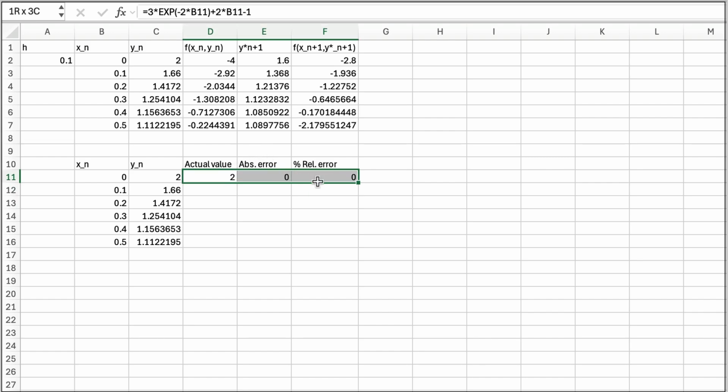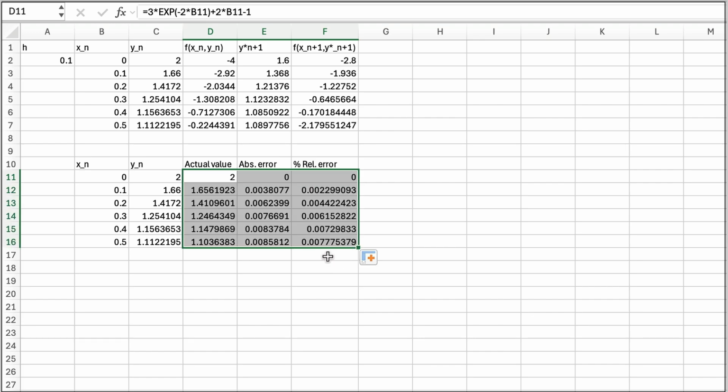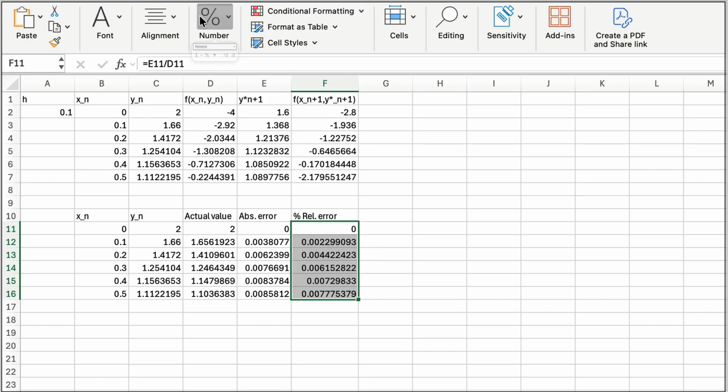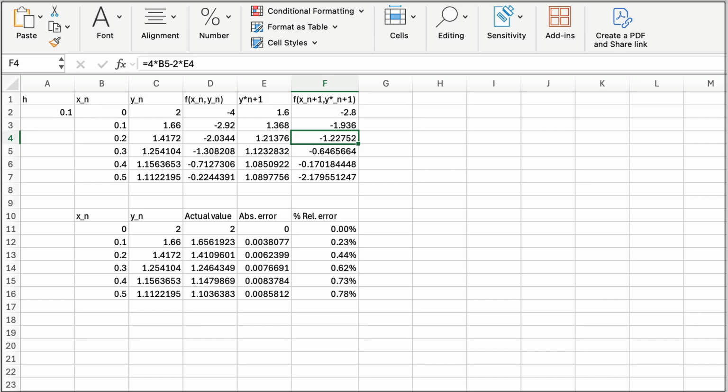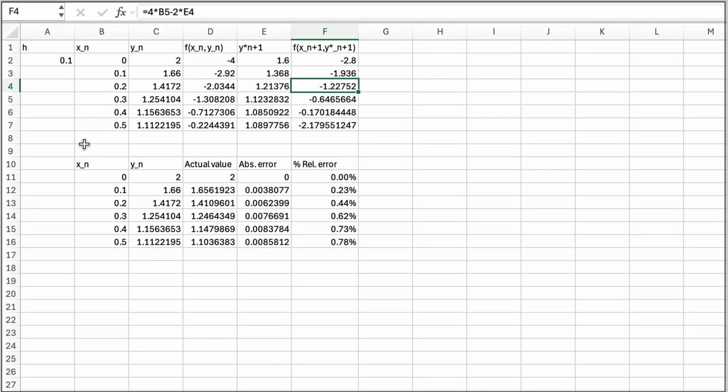I also want a percent relative error, and that's going to equal the absolute error divided by the actual value. And then grab those, drag that down. I said percent relative error, so let me convert these to percents, and then give me some more decimal places. All right. So when the step size is 0.1, our approximation for y of 0.5 is 1.1122 with a relative error of about 0.78%.